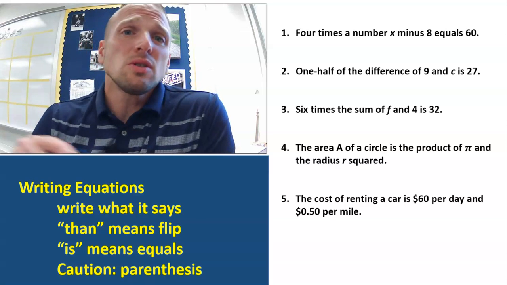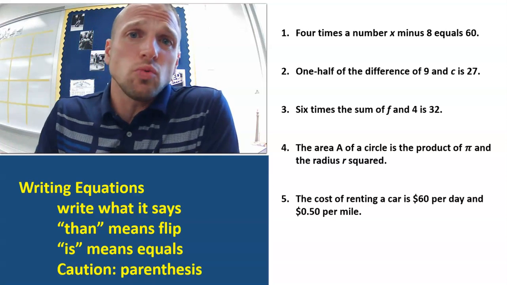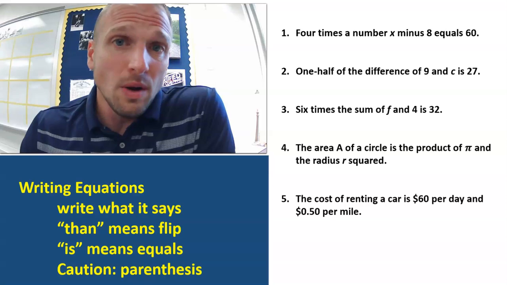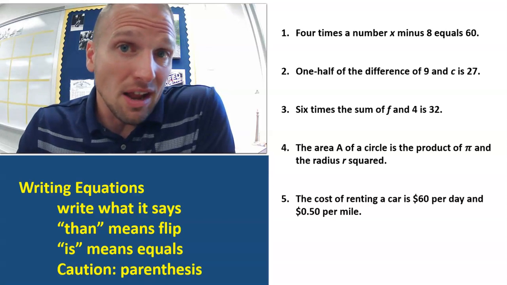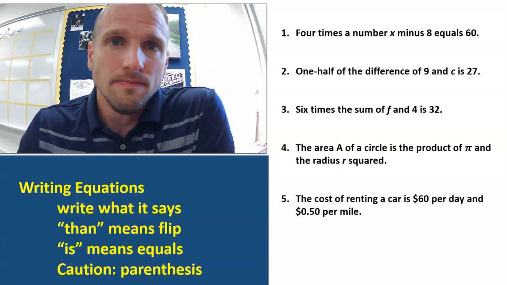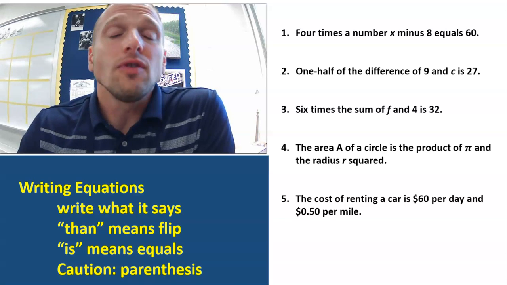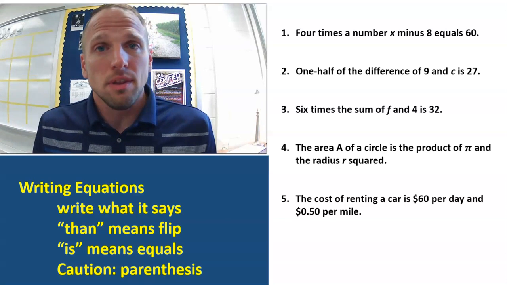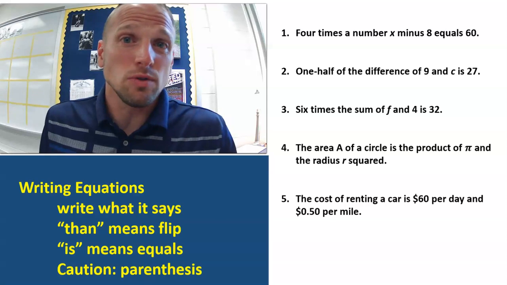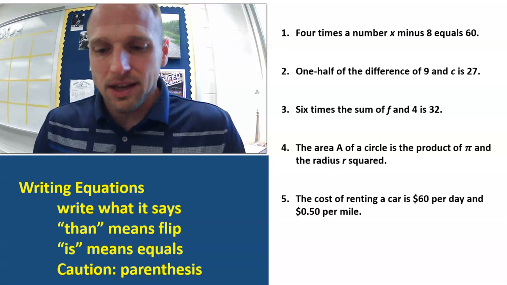Okay, so here's some rules for it. Number one, just write down what it says. Read what the sentence says and write down what it's telling you to do. Couple tricks along the way. If you see the word then, you're going to have to flip it. And if you see the word is, that means equals. Okay, so let's try some of these.